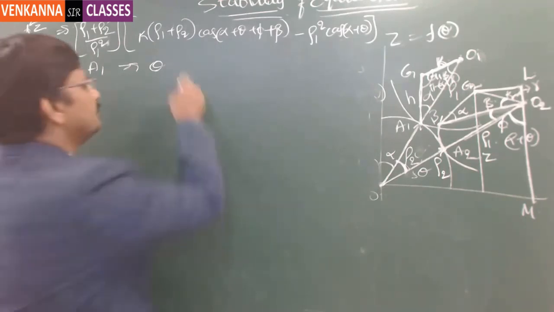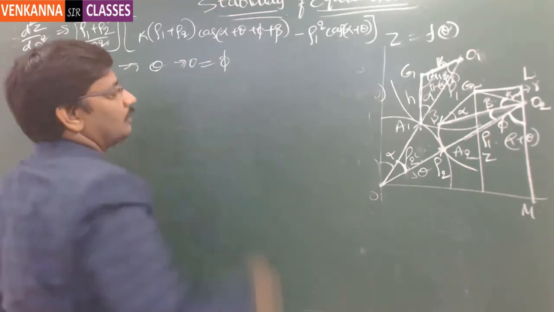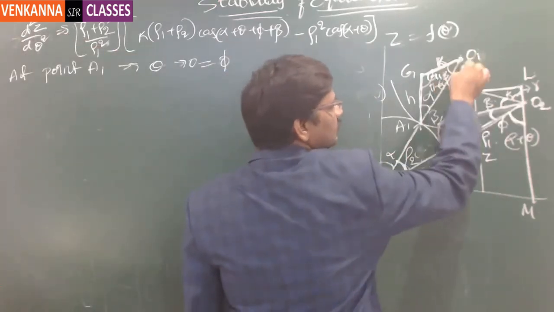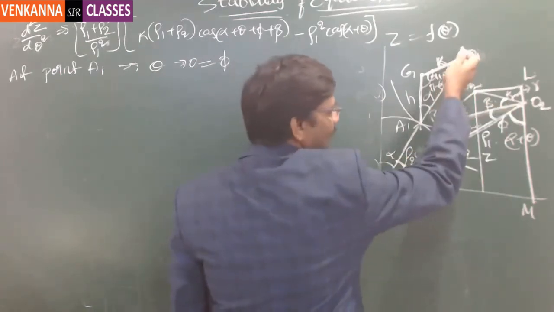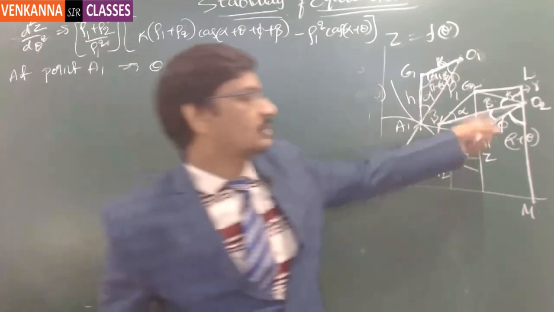So this is going to be 0. And what is the angle for phi? Phi equal to 0, because actually this is overlapped on this. So the angle between this line and this line, if it is 0, obviously the angle between this line and the same line is going to be 0. So phi is also equal to 0.